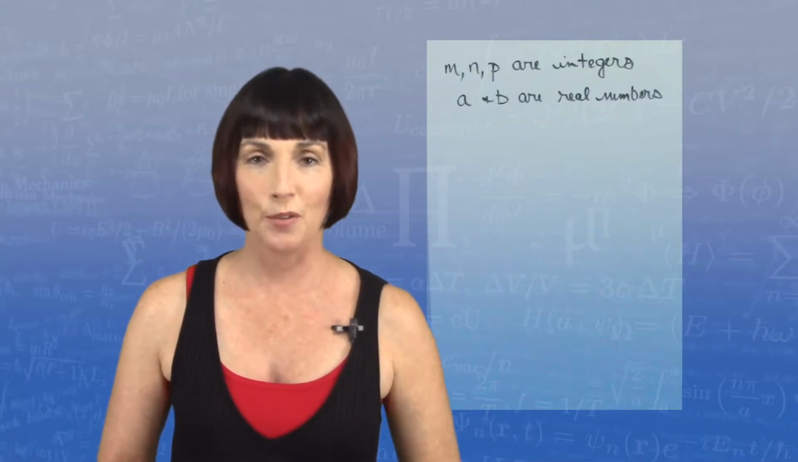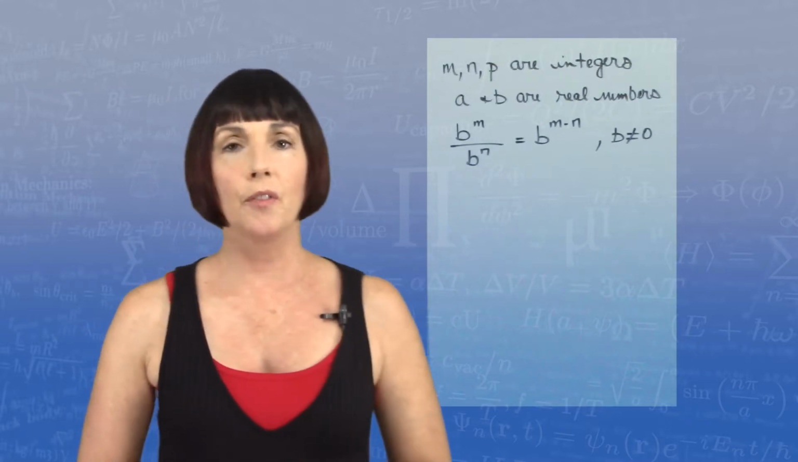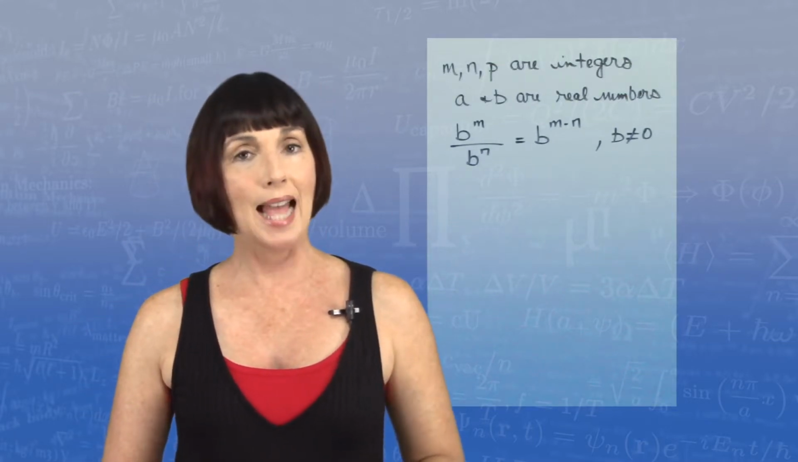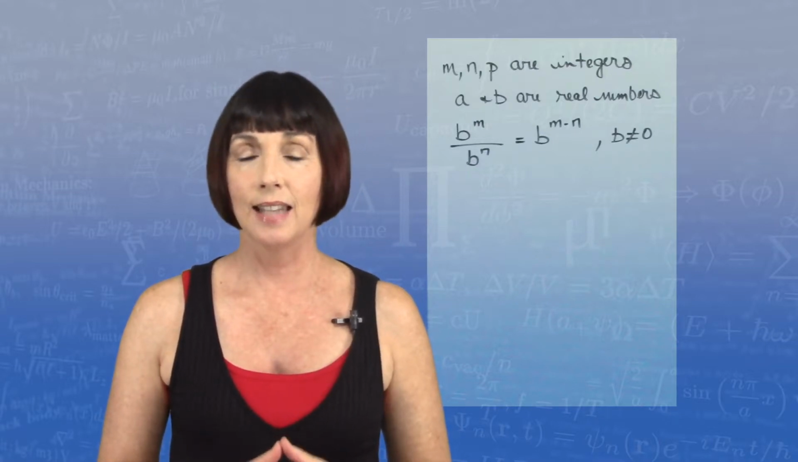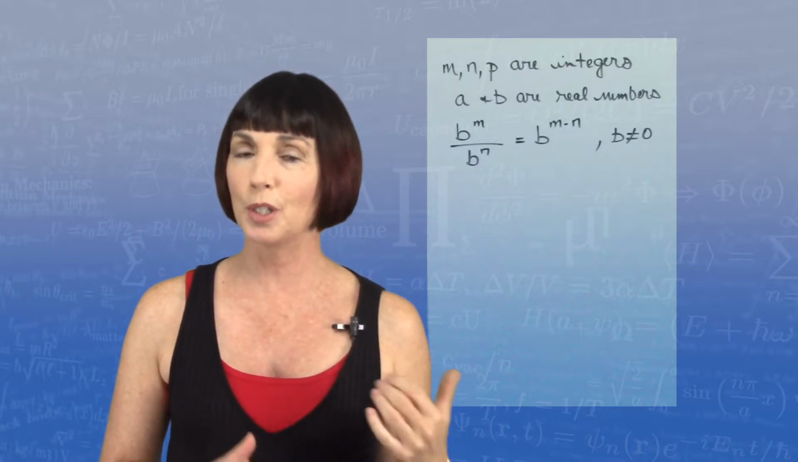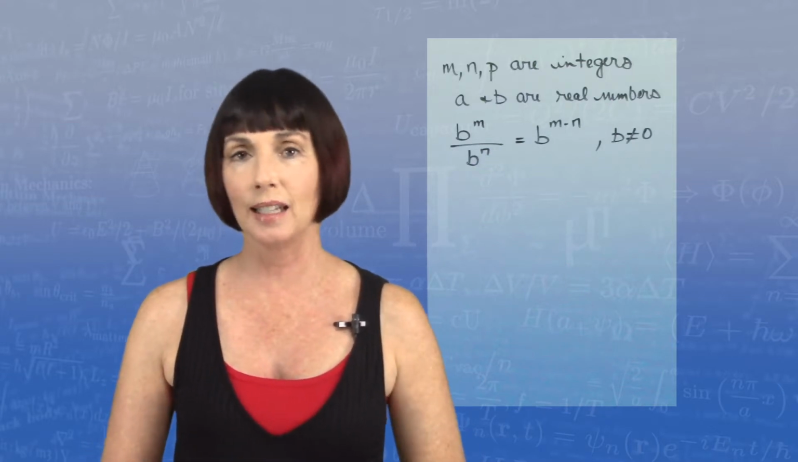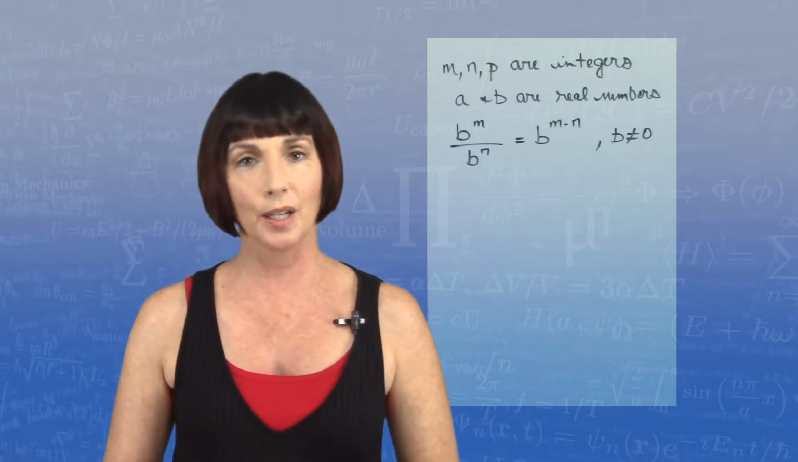Okay, here's another property for you. b to the power of m divided by b to the power of n is equal to b to the power of m minus n. Now we subtract the exponents since we're dividing. And in this case, b is not equal to 0 because we don't want a 0 in our denominator.